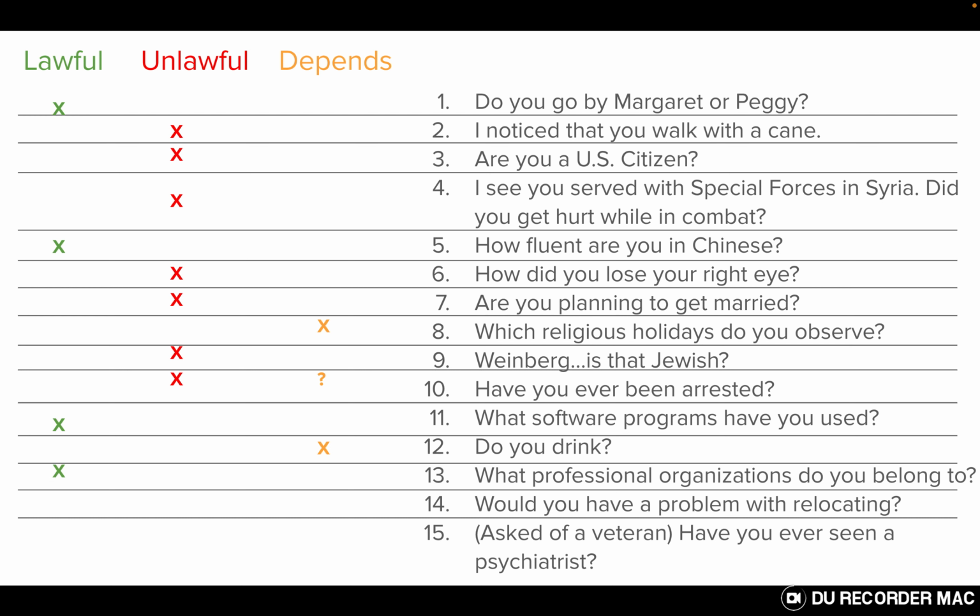Number 13, what professional organizations do you belong to? That is lawful. 14, would you have a problem with relocating? That is lawful. And 15, asked of a veteran, have you ever seen a psychiatrist? That is unlawful. So take a look at some of these examples and try to prepare your primary questions for the upcoming interview and make sure that you avoid any illegal questions being asked.